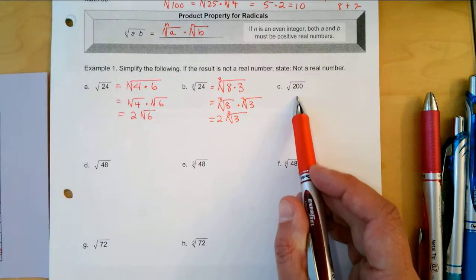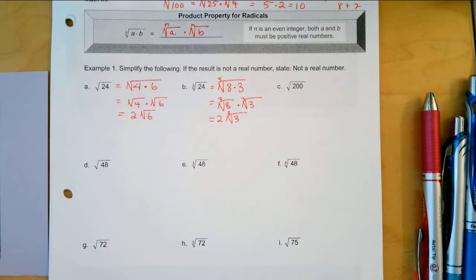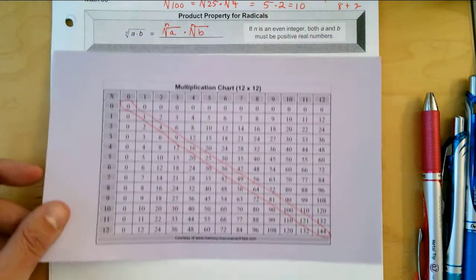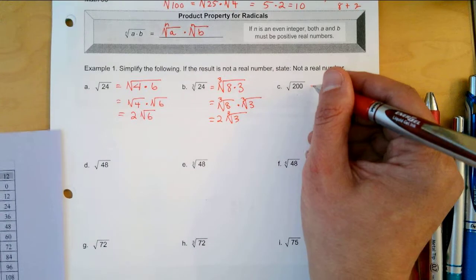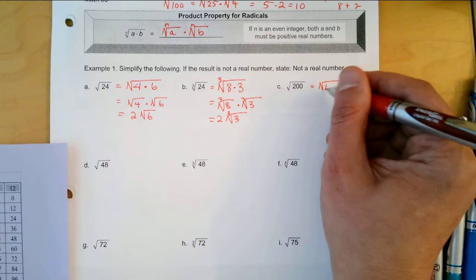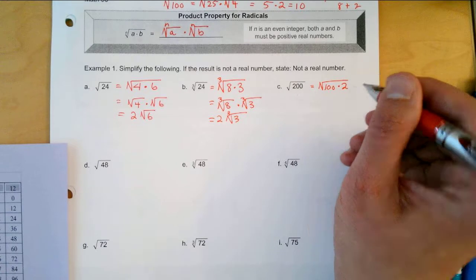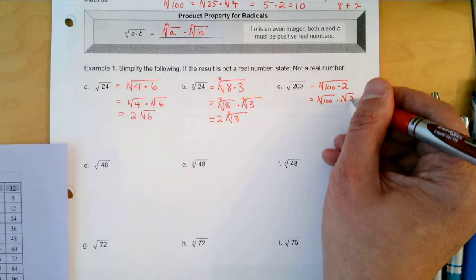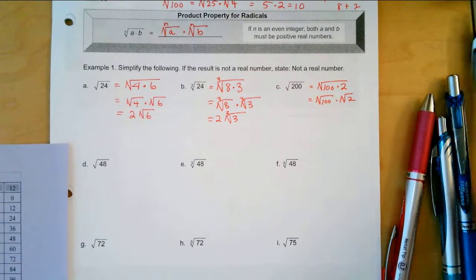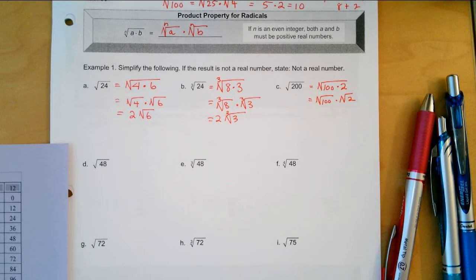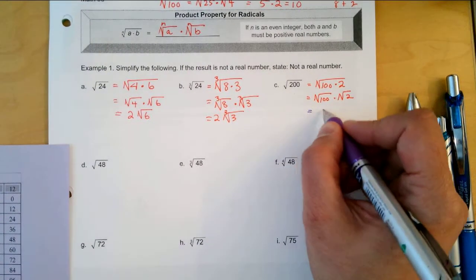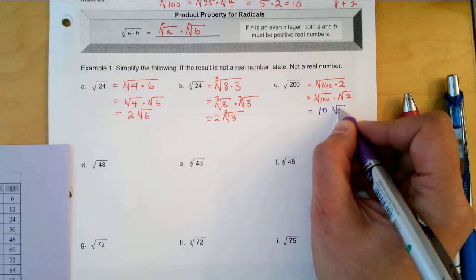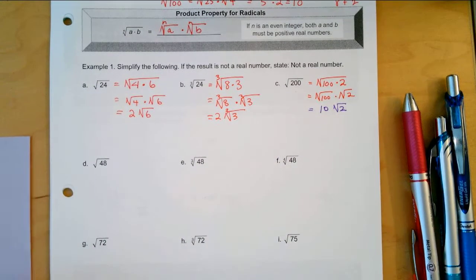Can you think of a perfect square that goes into 200 evenly? What would be the biggest perfect square that would go in? You could look at the chart here to see 100. So if you write this as the square root of 100 times 2, that's the same thing as the square root of 100 times the square root of 2. What part could get simplified? The 100. The 100 becomes 10, and the square root of 2 stays inside the radical.